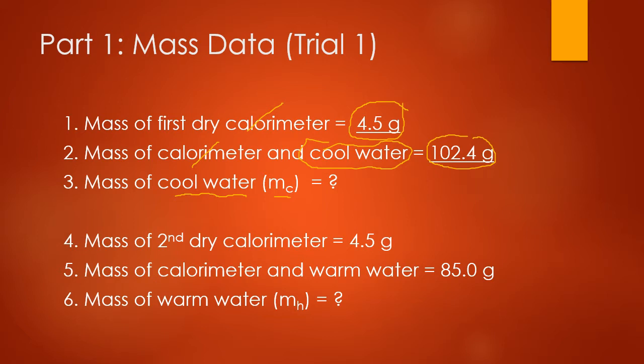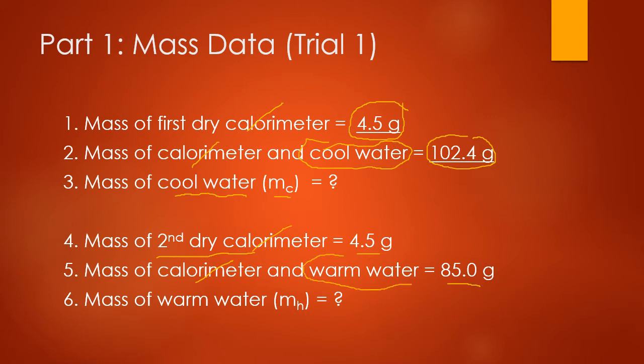Next, we need a second cup to put hot water in. So the mass of the second dry calorimeter or cup is 4.5 grams, the same as the first cup. We then add some warm water to it, getting a total mass of 85 grams. Once again, we need the mass of just the warm water by itself. So by subtracting those two values, we subtract out the cup itself, and we're left with just the warm water.